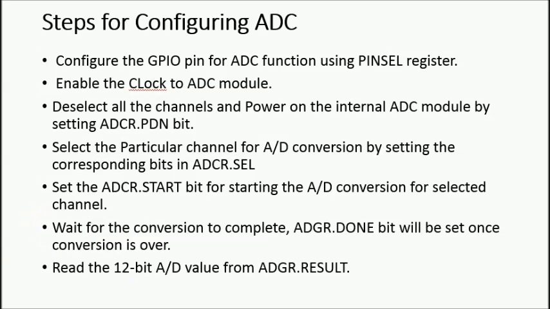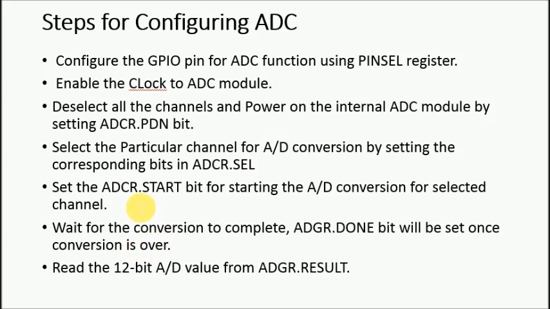Now the steps for configuring the ADC. First, configure the GPIO pin for the ADC function using the PINSEL register. Then enable the clock to the ADC module. Then deselect all the channels and power on the internal ADC module by setting the ADCR.PDN bit. Then select the particular channel for the ADC conversion by setting the corresponding bit in ADCR.SEL.